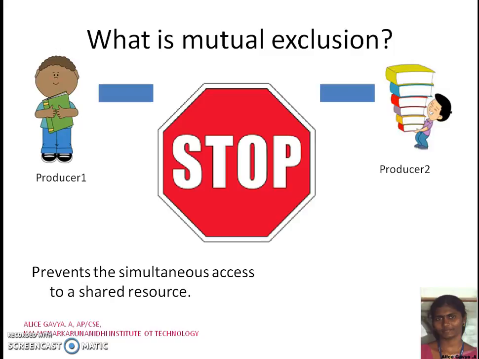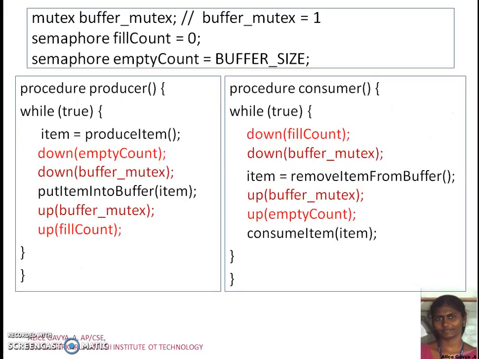Similarly, more than one consumer cannot consume the data at the same time. That is, mutual exclusion is used for preventing the simultaneous access to the shared resource. More than one producer or more than one consumer cannot access the same resource.